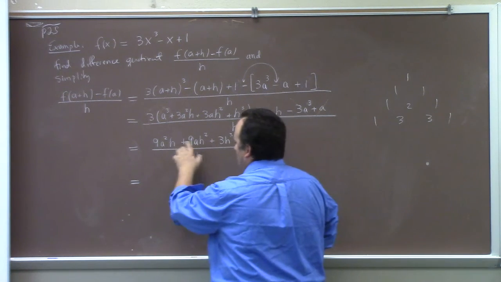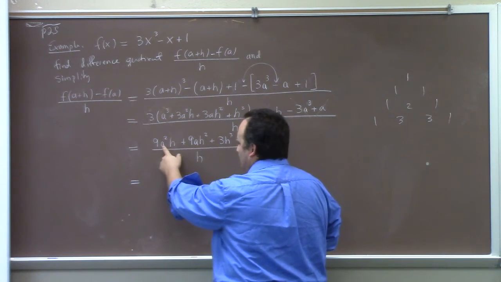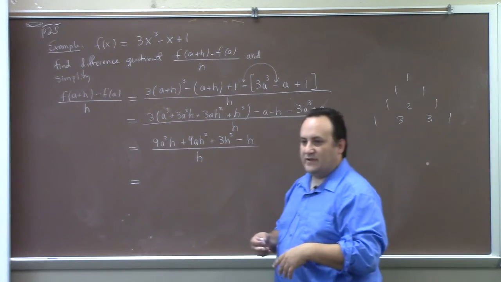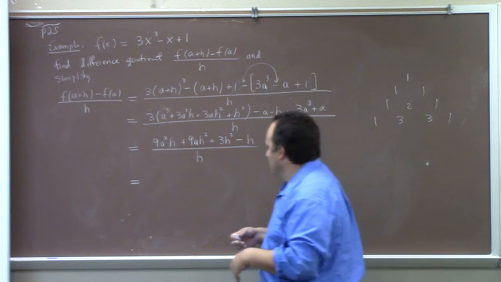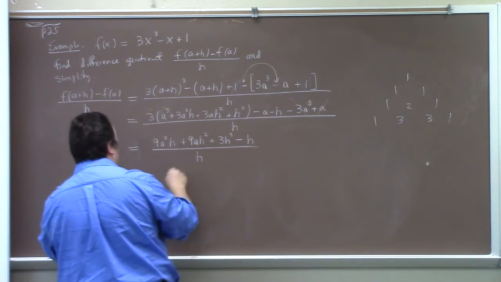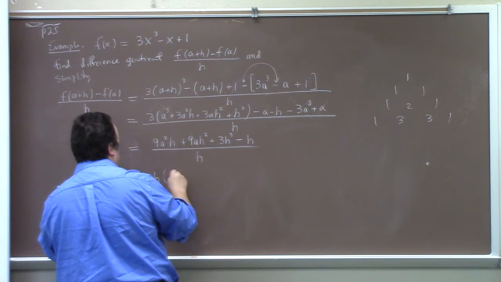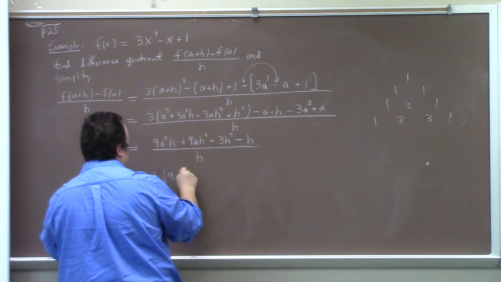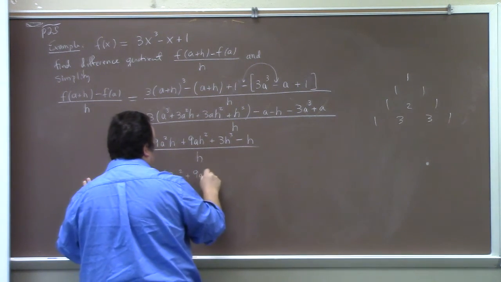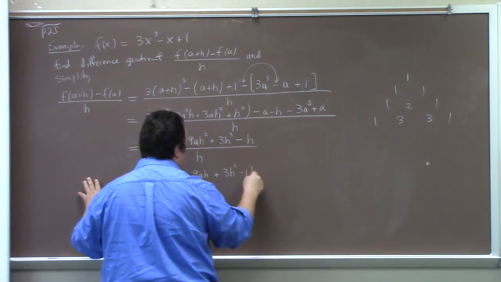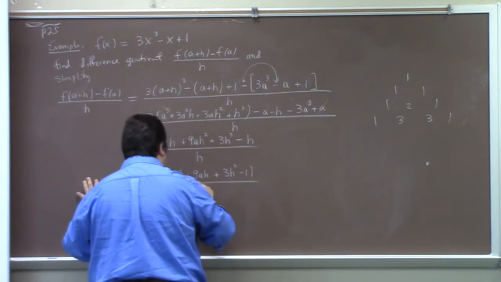Careful, we can't add these together because the pattern's not the same, right? This one's got an a squared, that one's got an a. That may not have been what you're saying, but somebody else in here is thinking it too, I'm sure. So factor out an h, right? h times what? 9a squared plus 9ah plus 3h squared minus 1, all divided by h, right?